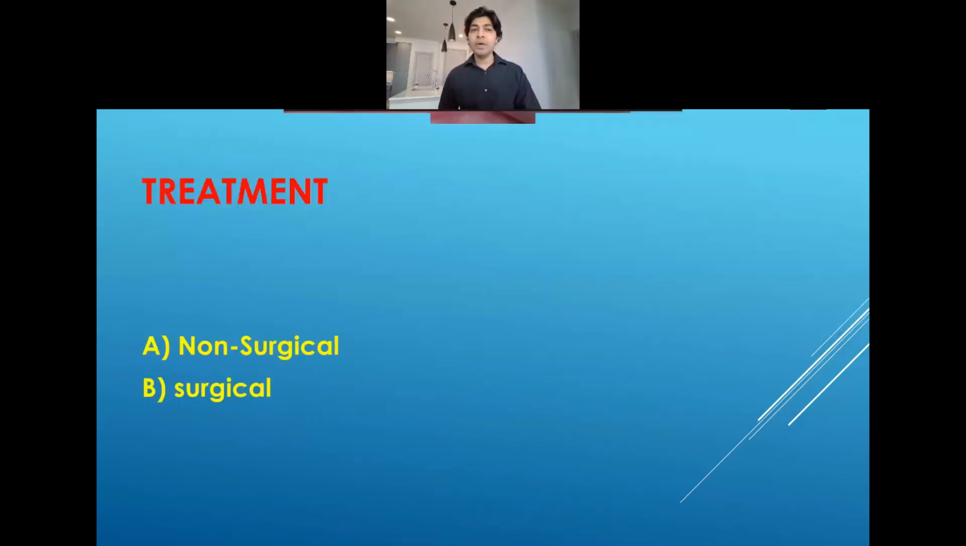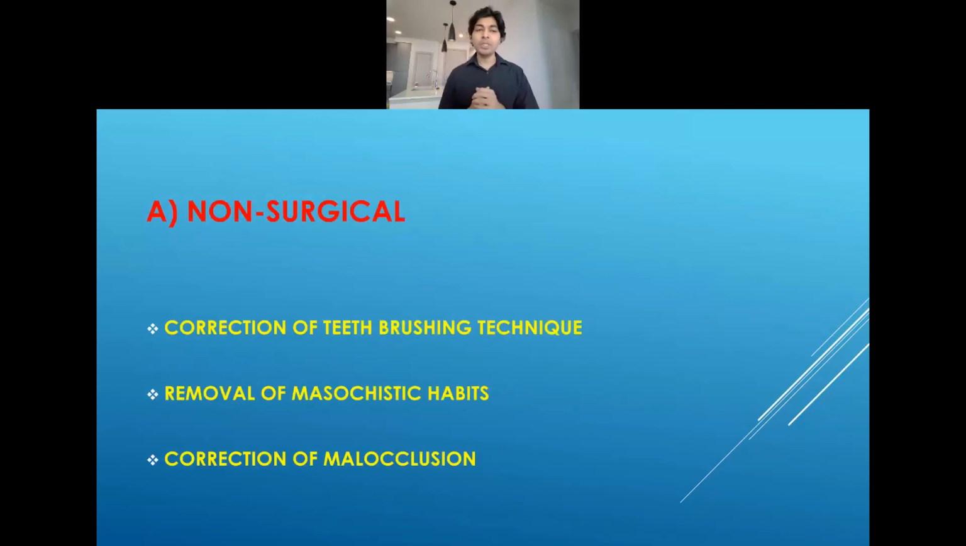In treatment, we have two types of treatment options. One is the non-surgical treatment option and the second is the surgical treatment option. In non-surgical, we have correction of the teeth brushing technique. Second is removal of masochistic habits. And third is correction of malocclusion.